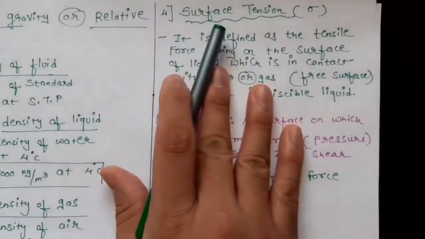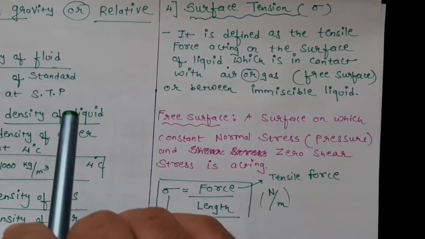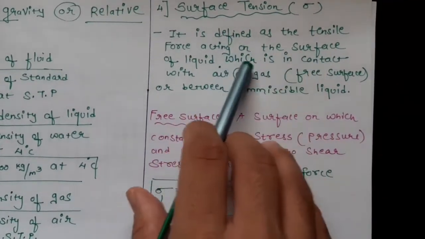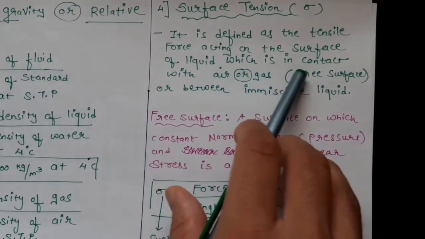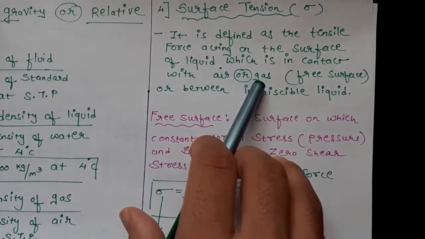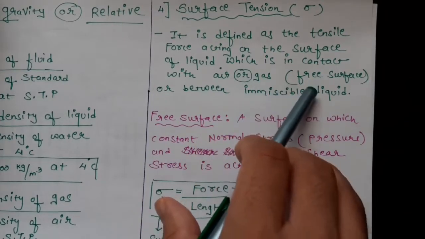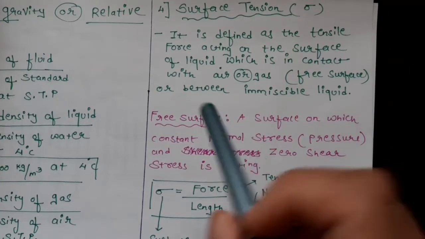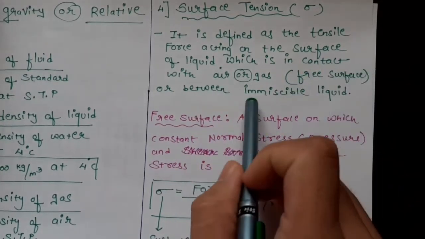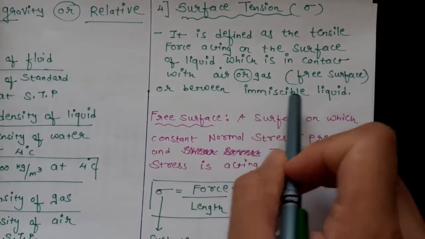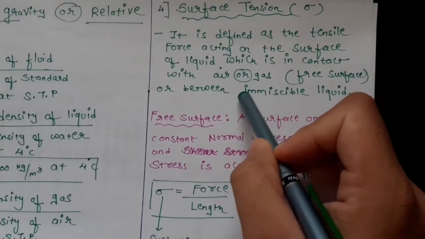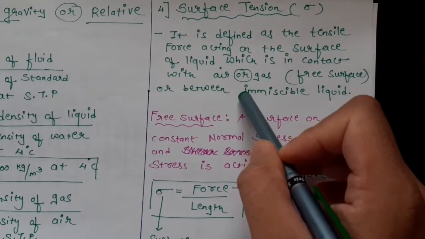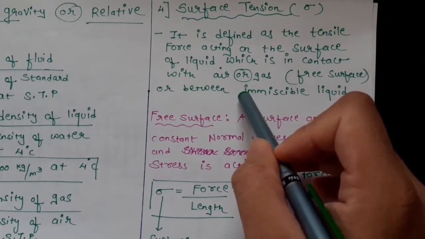Now we will move towards the surface tension. Surface tension is defined as the tensile force acting on the surface of a liquid which is in contact with air or gas. This surface can be called the free surface. Or the tensile force acting between two immiscible liquids is known as surface tension. Now what is an immiscible liquid? Immiscible liquids means two insoluble liquids, for example water and oil. Water and oil form a layer which differentiates the part of water and the part of oil.